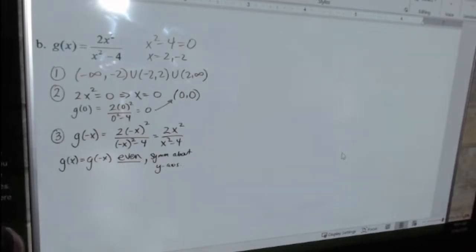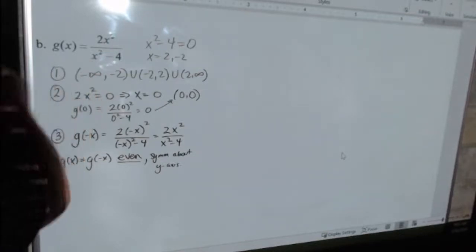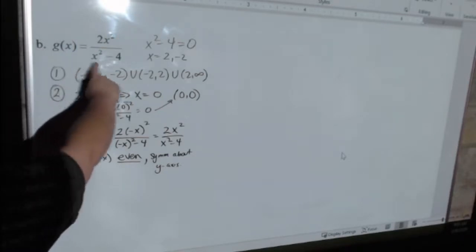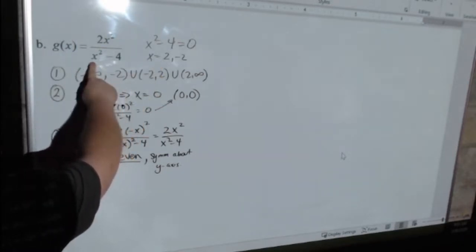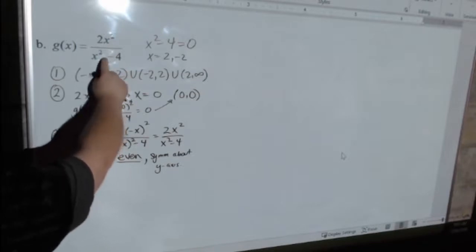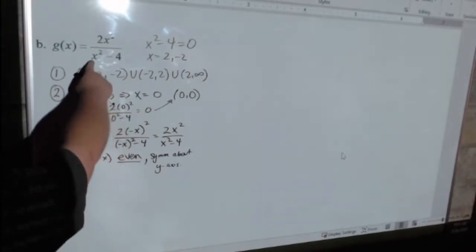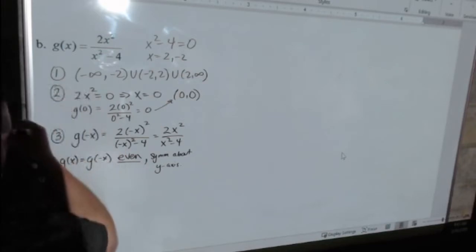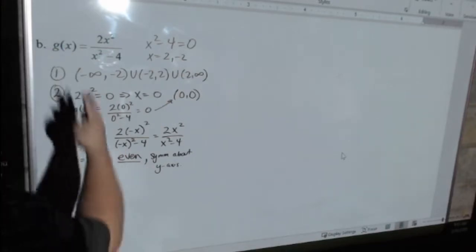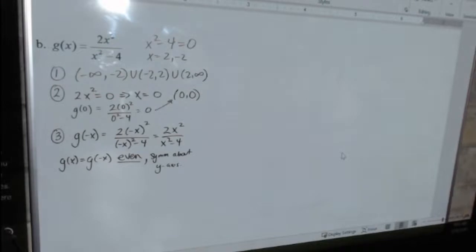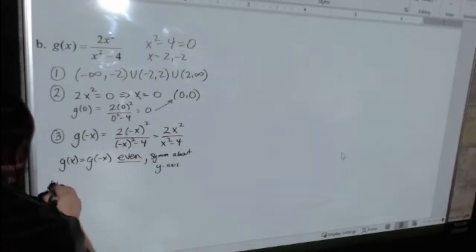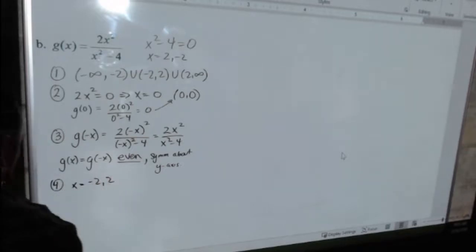So a question here says, how do you know that there's already asymptotes? Well, it's a rational function, and I clearly cannot plug in 2 and negative 2 down here, because if I do, I get divided by 0, and that's a big no-no. So that means that the lines x equal 2 and negative 2 are values that we cannot get to, therefore they're asymptotes. So 4, we've already solved for those. Right, x equal negative 2 and 2.